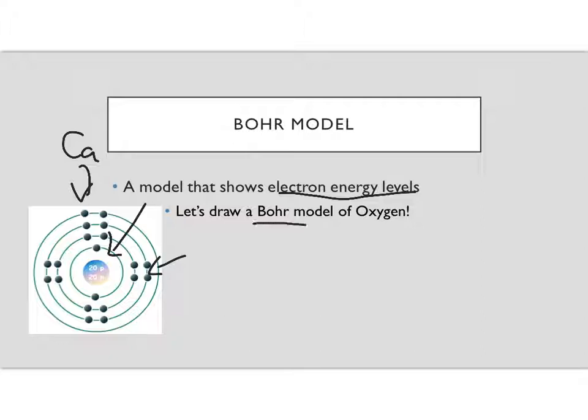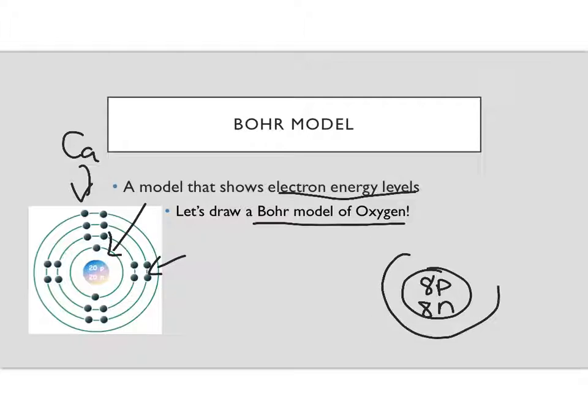Let's draw a Bohr model of oxygen. So here we go. Here's our nucleus. Oxygen is element number 8, so we have 8 protons and 8 neutrons. There's our nucleus. Now we're going to go to energy level 1, n equals 1, and that can hold 2 electrons. I like to use e's for my electrons, it doesn't really matter. So there's 2.